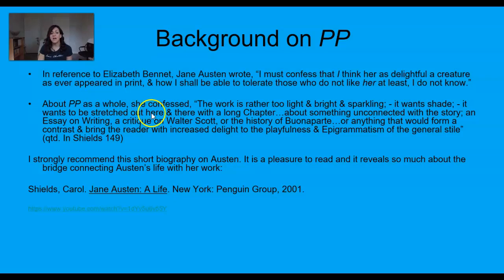Now, about the novel itself, she also wrote to her sister and said, and she said it in this very comical way, "The work is rather too light and bright and sparkling. It wants shade. It wants to be stretched out here and there with a long chapter about something unconnected with the story, an essay on writing, a critique on Walter Scott, or the history of Bonaparte, or anything that would form a contrast and bring the reader with increased delight to the playfulness and epigrammatism of the general style."